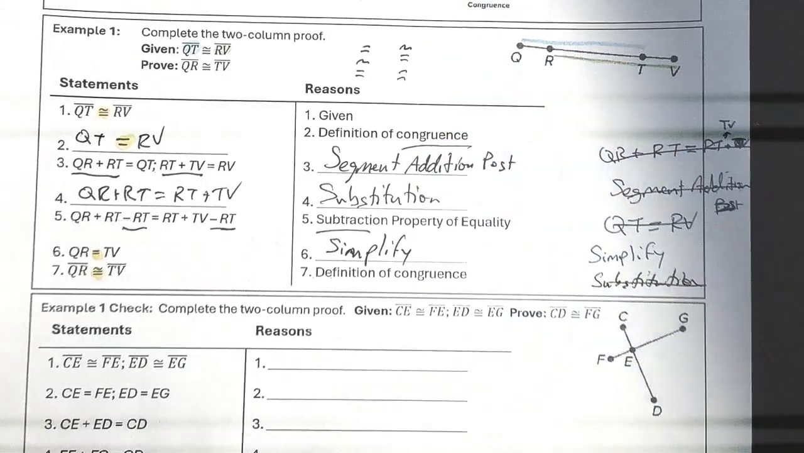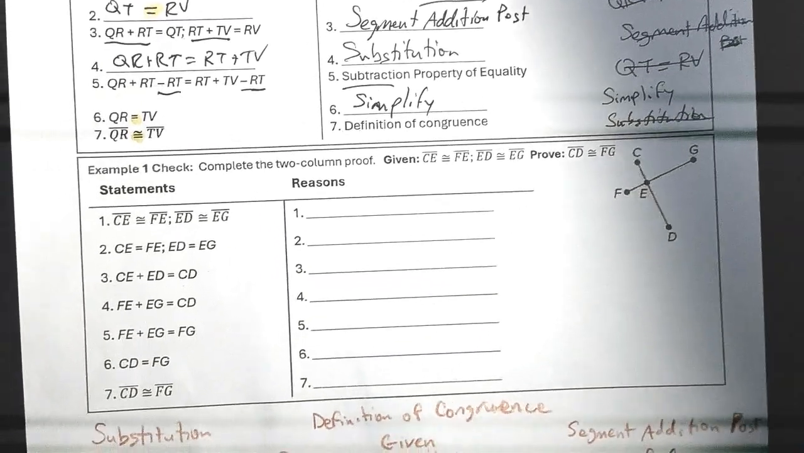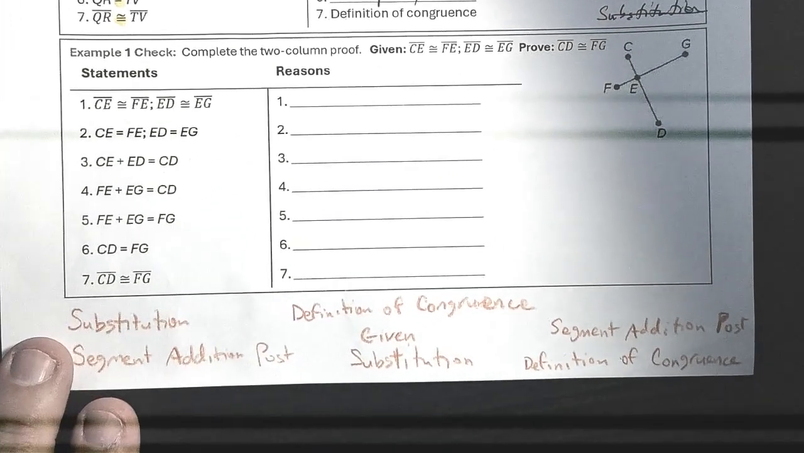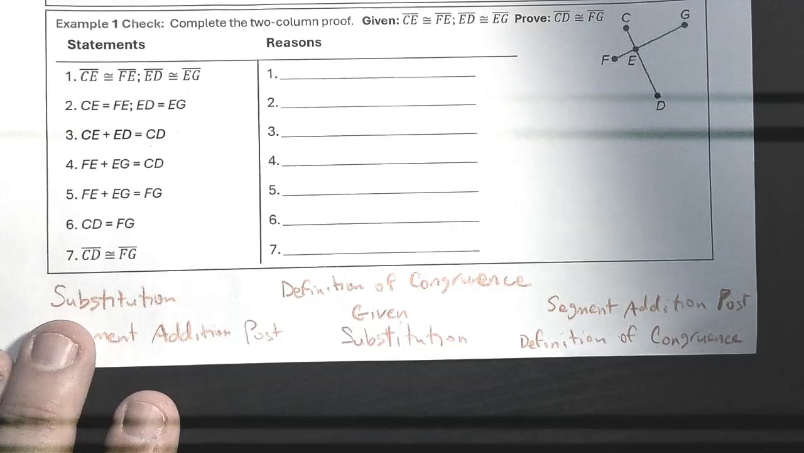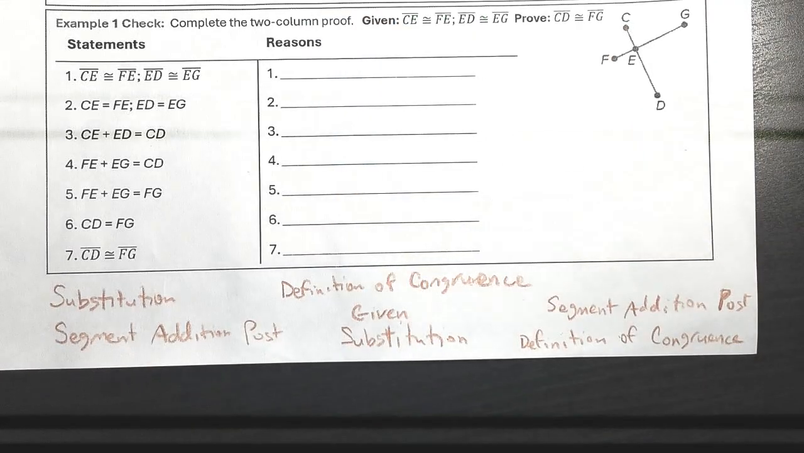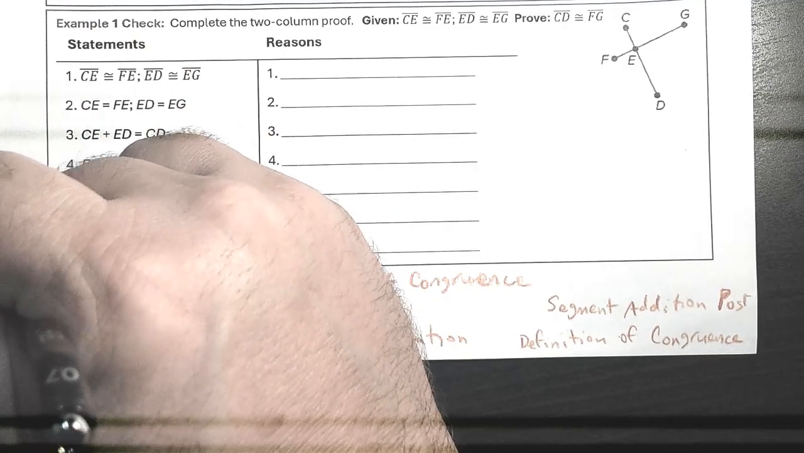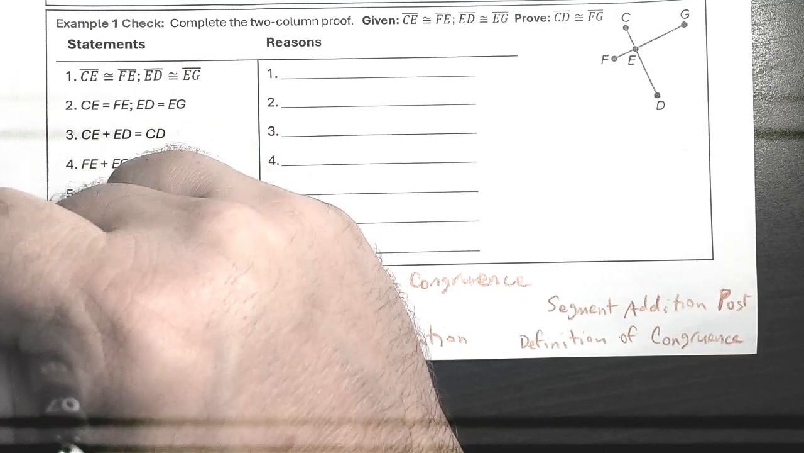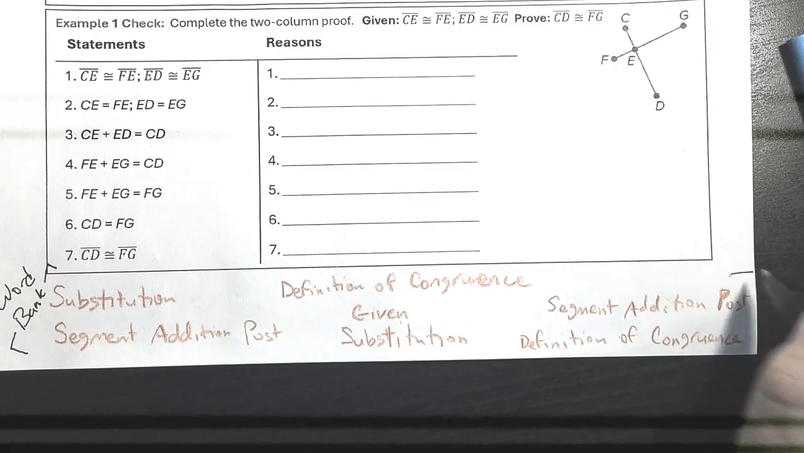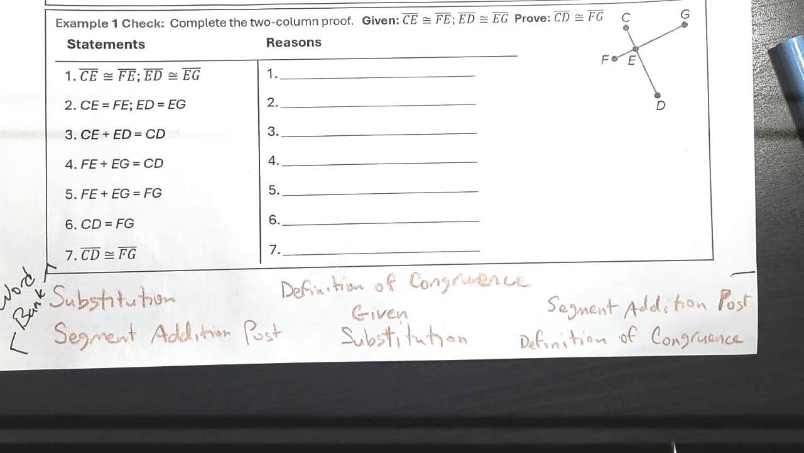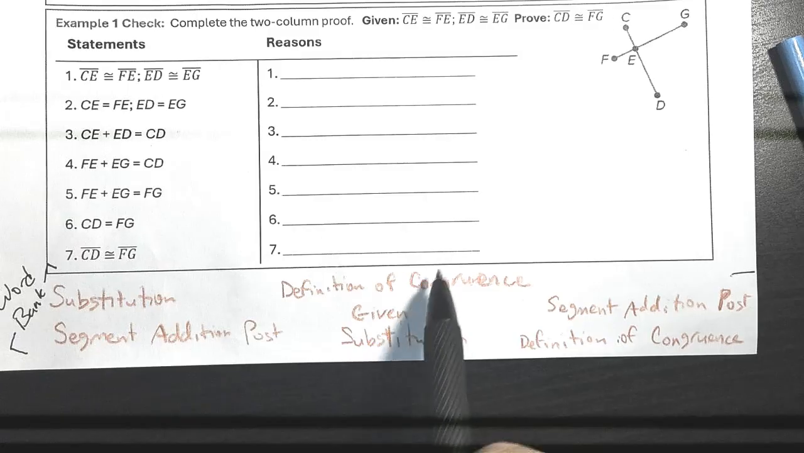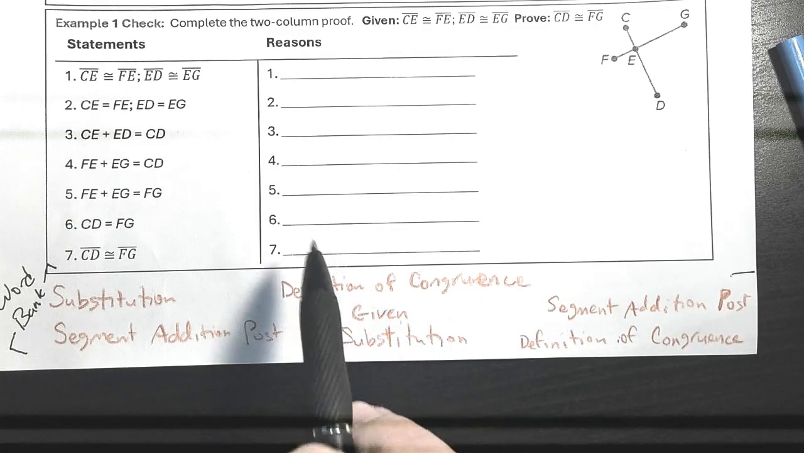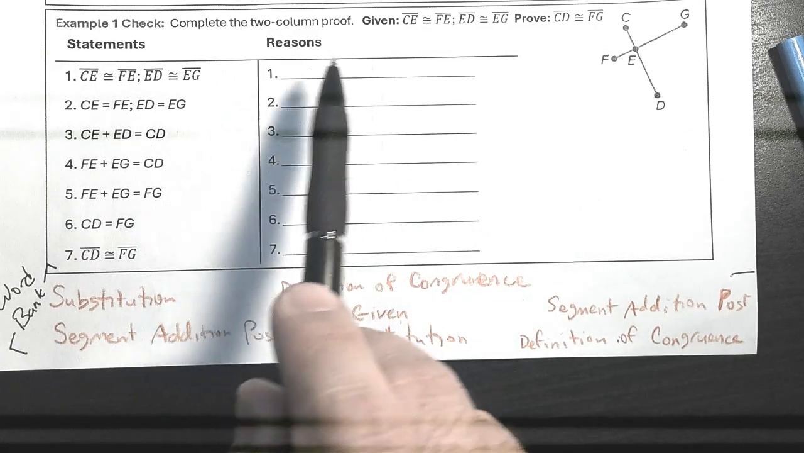Okay, moving down to the check. Go ahead and, if you want to pause here, write down all of these. This is your word bank. Again, it didn't get printed, my apologies. But everything down here, these 1, 2, 3, 4, 5, 6, 7 options go in these 7 blanks.